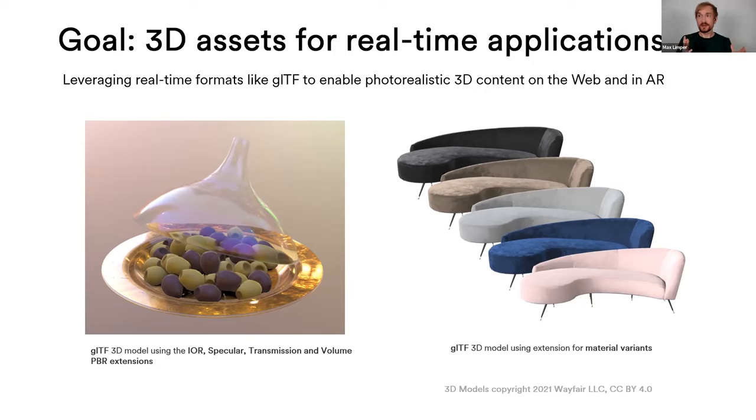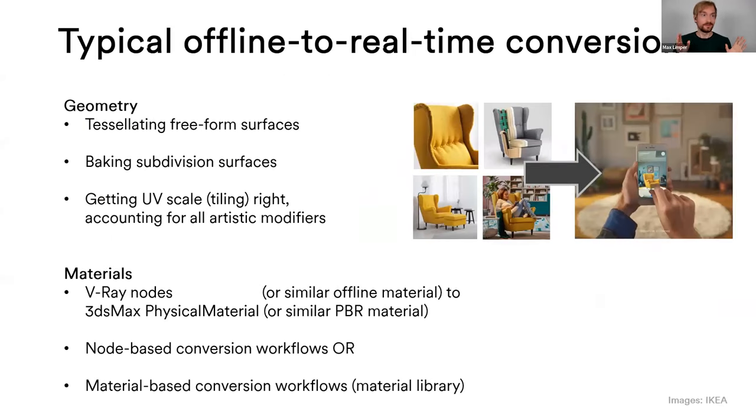So how can I get data into this format if I have offline data? Well, just looking at it from a very high level here, there are basically two areas. One is geometry and one is materials. And for geometry, this is actually the easier challenge.